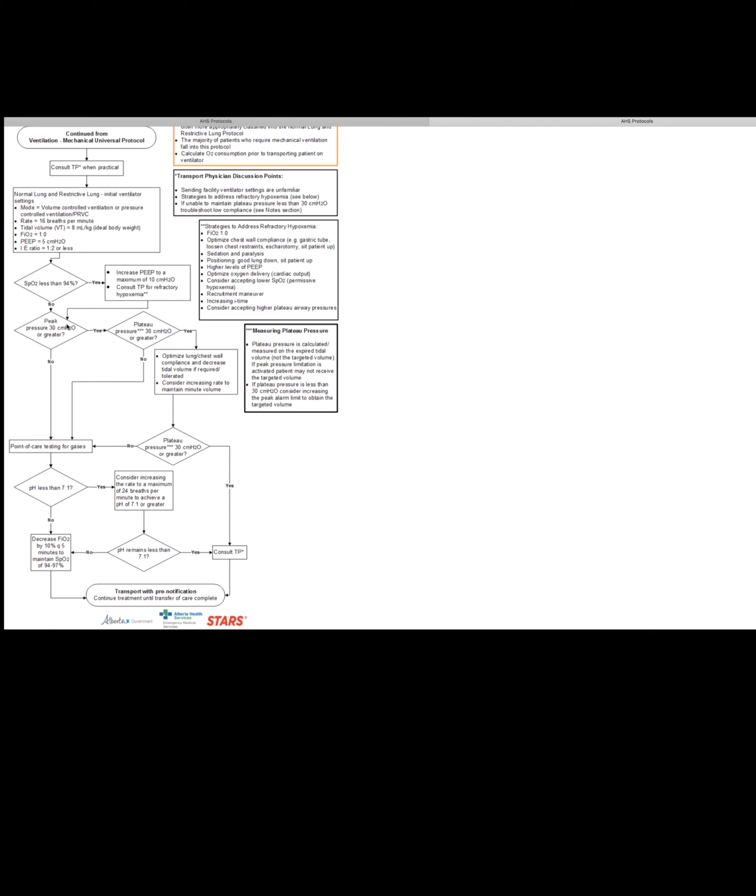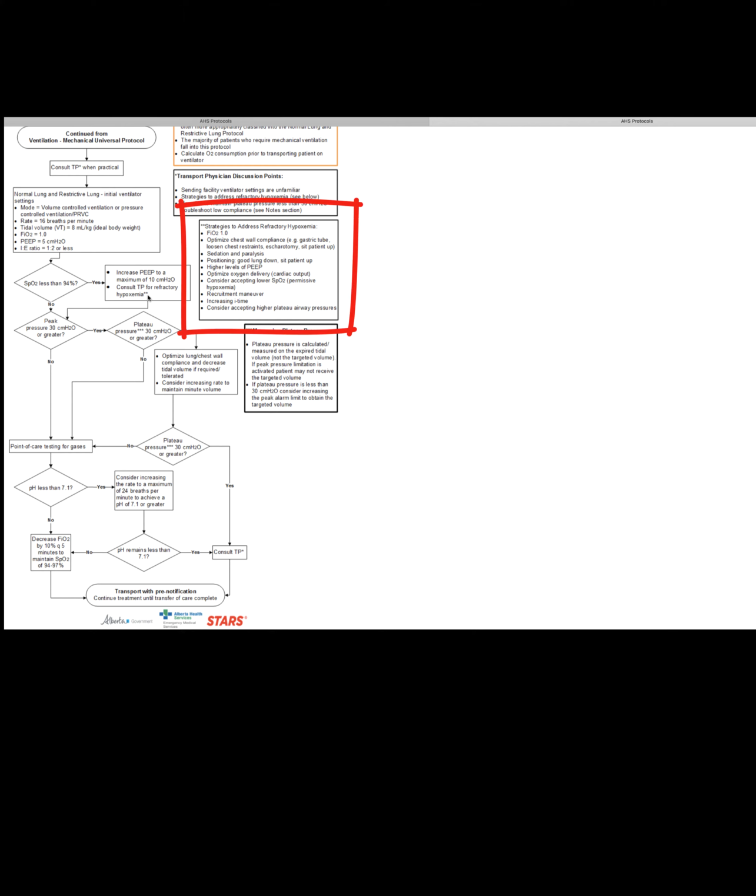But if you happen to intubate or come across one of these patients that are intubated that have serious lung pathology, then maybe the SATs are low, and so this first diamond says, are the SATs less than 94%? And if they are, feel free to increase the PEEP up to 10 centimeters of water, and then it says for us to consult a transport physician to go over some strategies that could be used on someone that doesn't initially respond to 10 centimeters of PEEP. So, Gavin, can you walk us through this list?